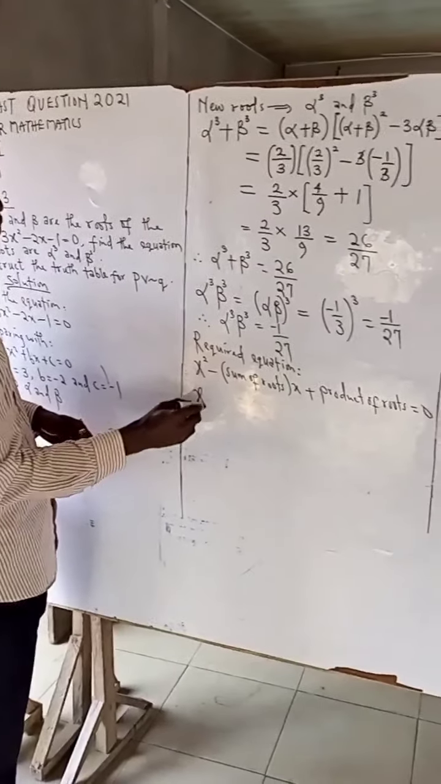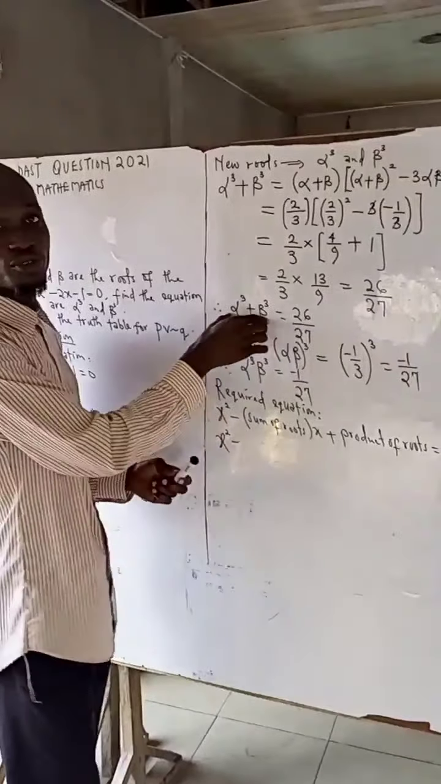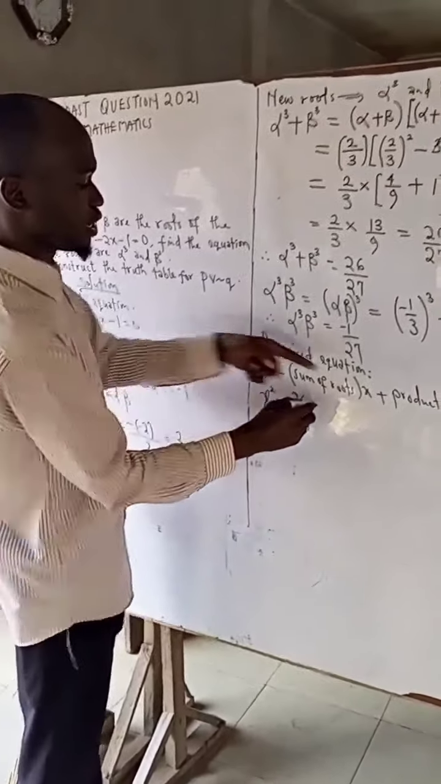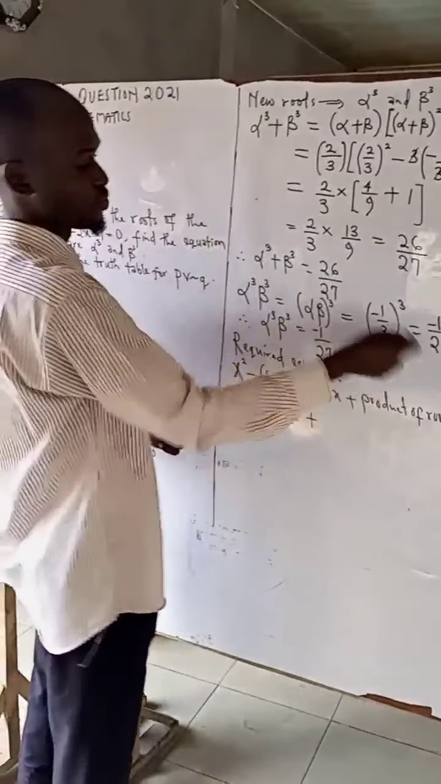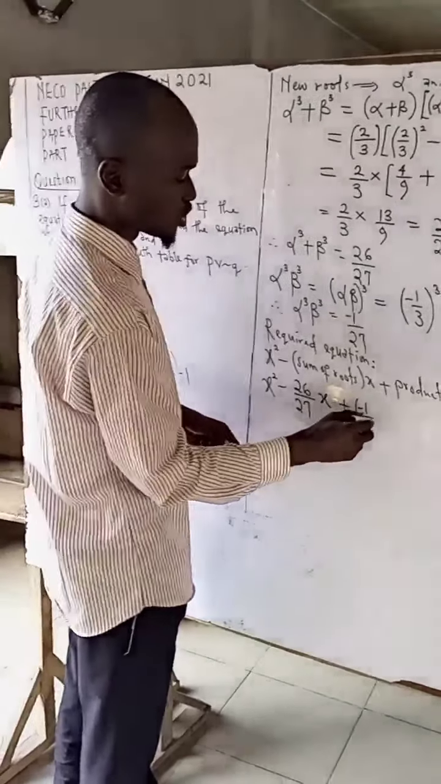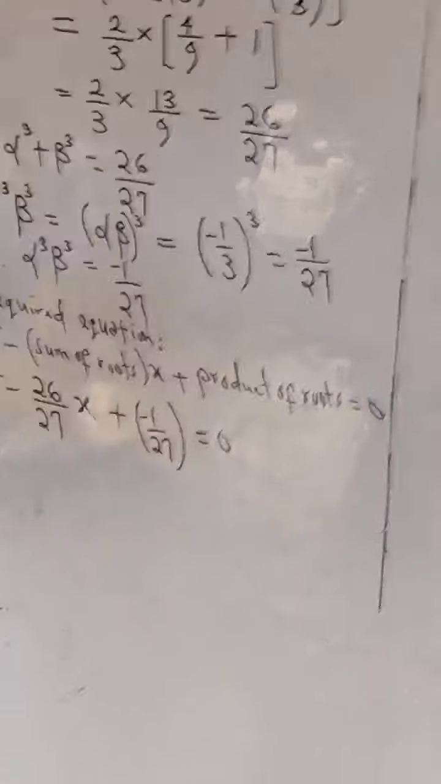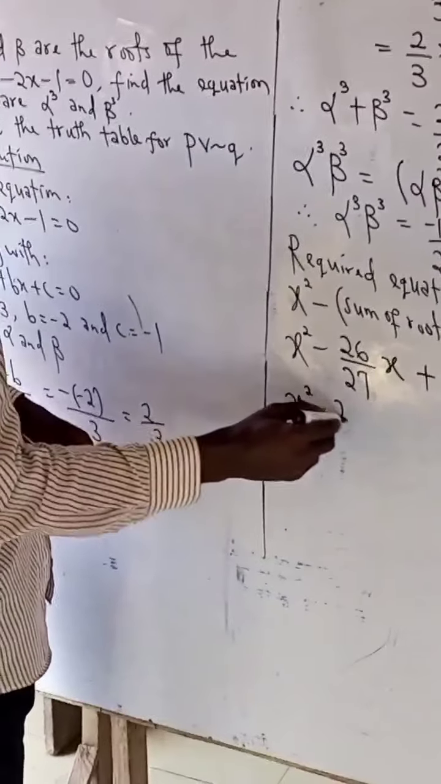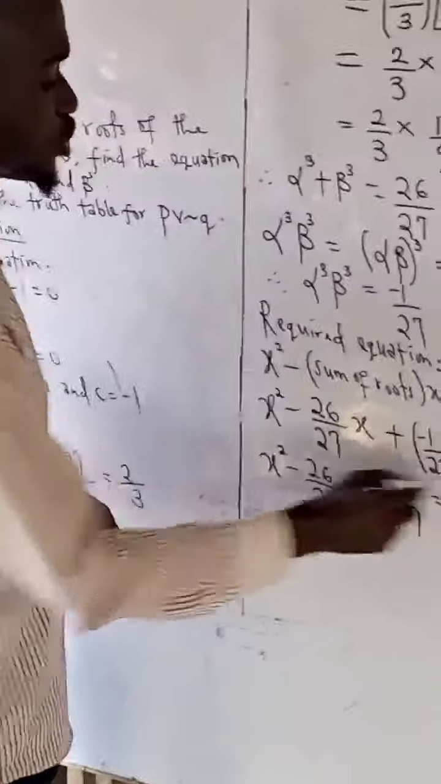We put them there: x squared minus sum of roots. This is my sum of roots, that's 26 over 27, x plus product of roots. Where's the product of roots? That's alpha cube beta cube, that's minus 1 all over 27, equal to 0. That's how it goes. Now the next thing is to simplify this last equation and get my final answer. That's x squared minus 26 over 27 x minus 1 over 27 equal to 0.